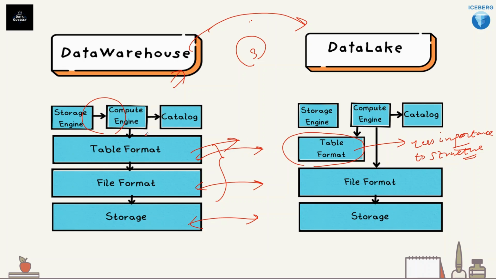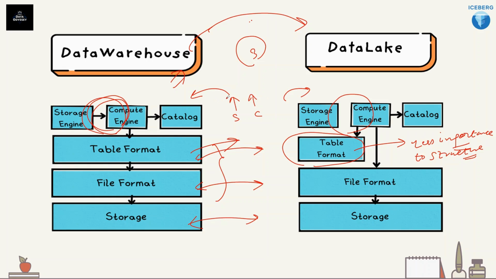Another difference you can find on the screen is the storage engine. There's a tight coupling between the storage and the compute engine in data warehouse, but there's a decoupling between storage and compute in data lake. What does it mean? Basically, this means that if the storage increases, you do not necessarily need to increase the compute in data lake, which you had to in data warehouse. We have seen this in the last video.